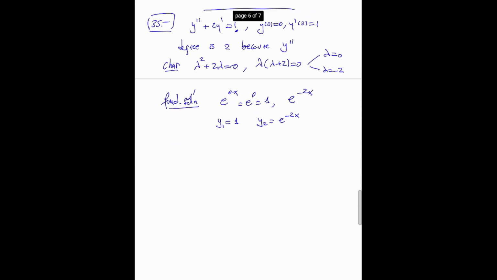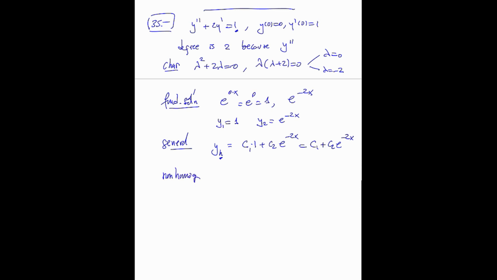And the general solution? The general solution for the homogeneous part, that's what I put h here, this h is for homogeneous, will be a constant times 1 plus another constant times e to the minus 2x, or a constant plus another constant e to the minus 2x. Now this is a non-homogeneous equation, so we have to look at the non-homogeneous part.